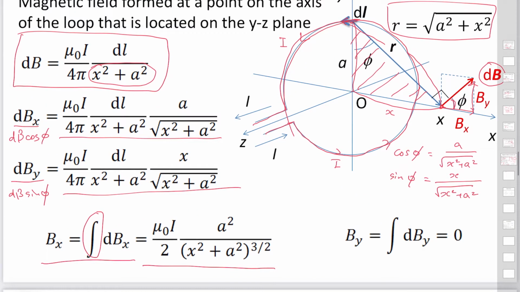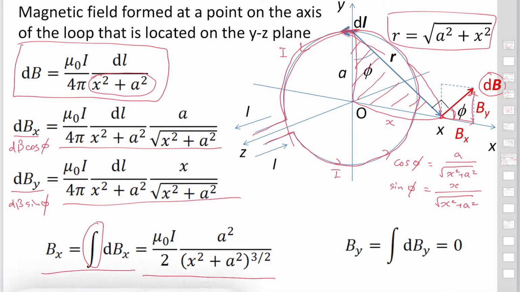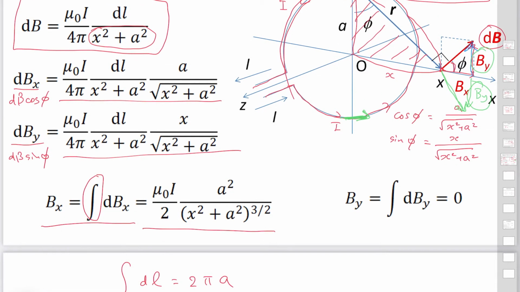In the case of the y component, if you consider this line segment, a positive dB sub y is given. If you consider the other line segment, expressed by the green one, the magnetic field formed at this field point should be directed downward. So the y component is in the opposite direction, and the y components cancel out between these two. Then we expect the y component of the magnetic field to become 0.